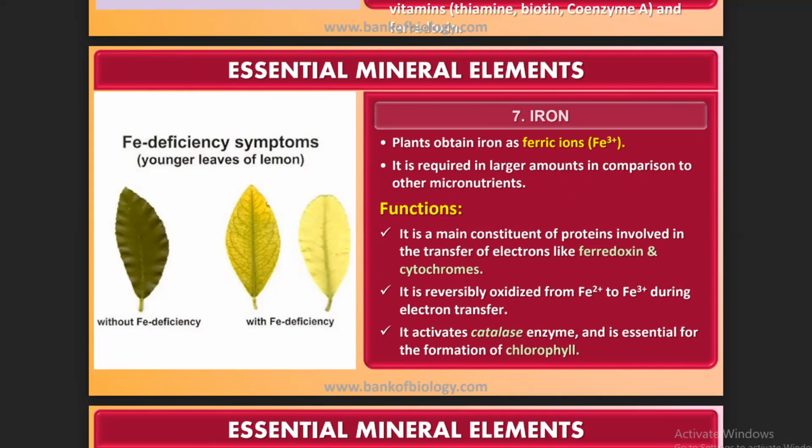Iron is ferric ions. Plants obtain iron as ferric ion. Here you can see the leaves turn yellow if no iron is given, meaning they lose chlorophyll. It is a constituent of proteins involved in the transfer of electrons, like ferredoxin and cytochrome. There is electron transport chain, you remember. It is helping in electron transport chain that you will learn in photosynthesis chapter. It is reversibly oxidized from Fe2 plus to Fe3 plus during electron transport. It activates catalase enzyme and is essential for the formation of chlorophyll.